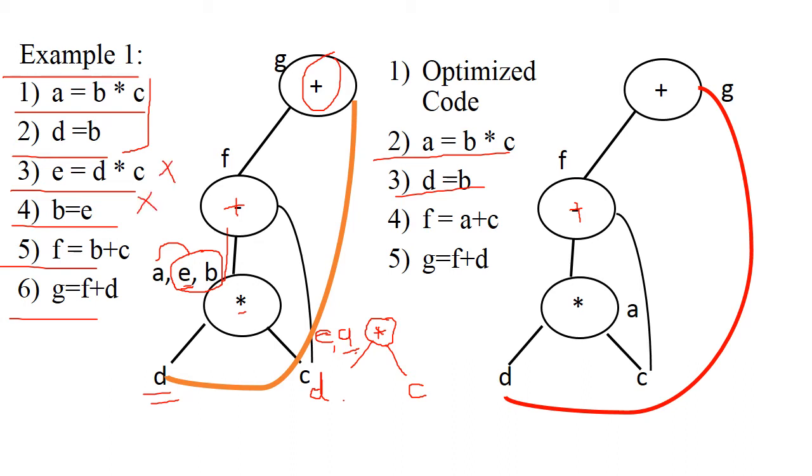So in this particular code, E is equal to D multiplied by C is not there. B is equal to E is not there. Now look at this particular instruction. F is equal to B plus C. Now the value of the B is right now stored into the A. So here we cannot take the reference of the B. This reference is given to the A. So this instruction is changed. F is equal to A plus C and then G is equal to F plus D.